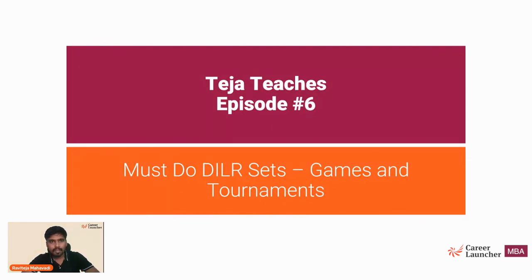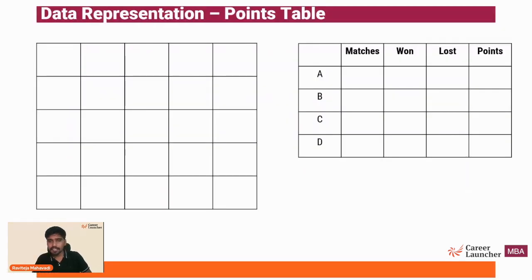So let's get started. Data representation and the points table in games and tournaments is what I have put on the right hand side, but on the left hand side is generally how I represent data in terms of the data points that are given. Let us say that there are 4 teams in a tournament who have to play one match each against each other. So 4 teams A, B, C and D play one match against each other.